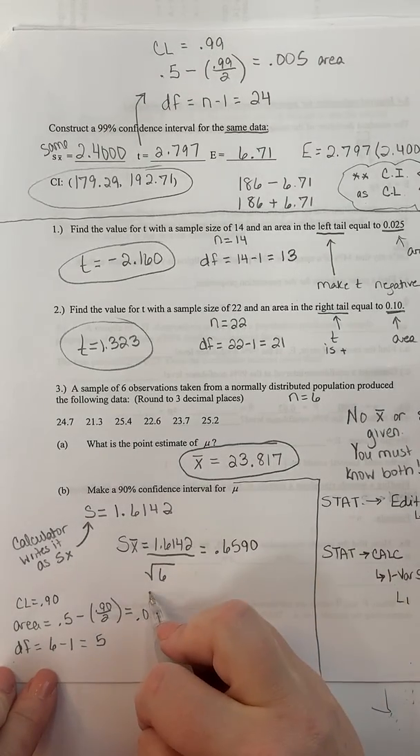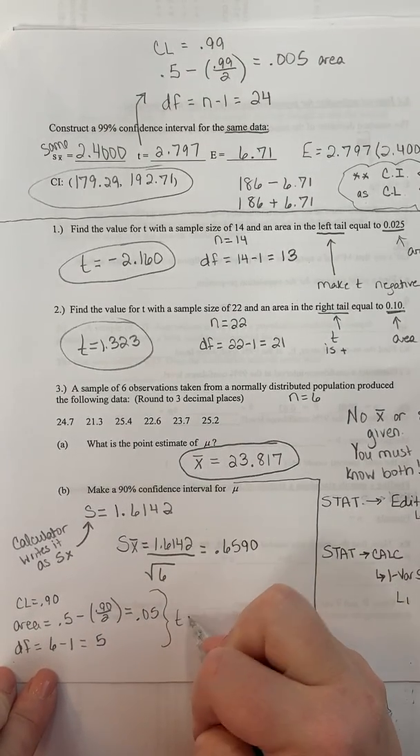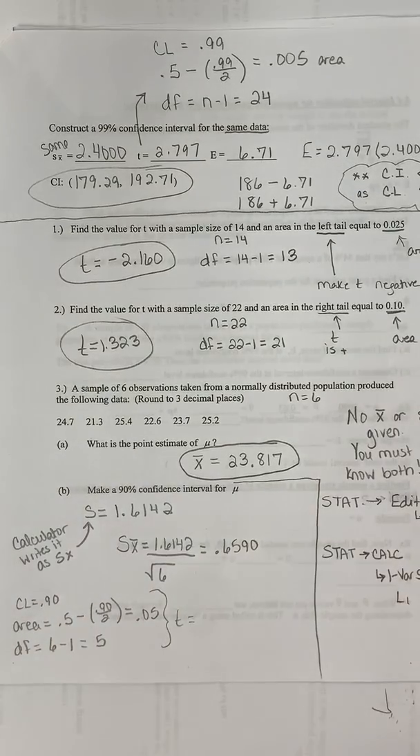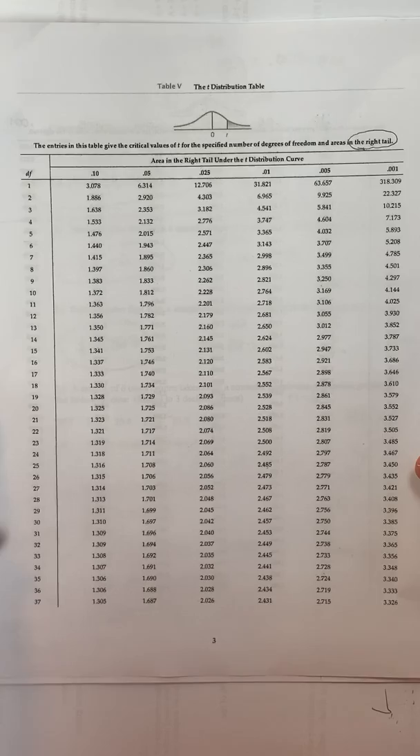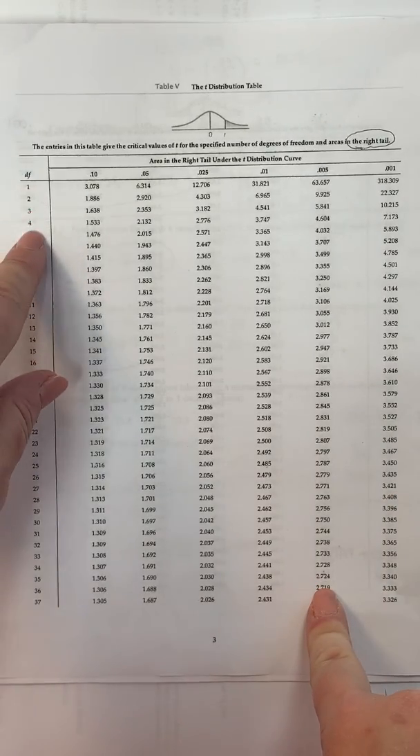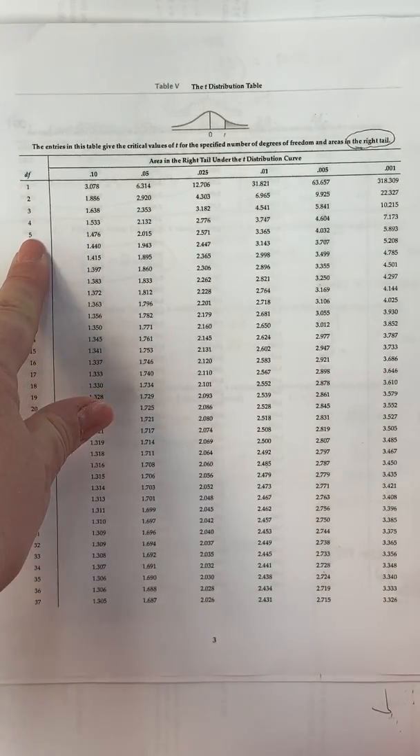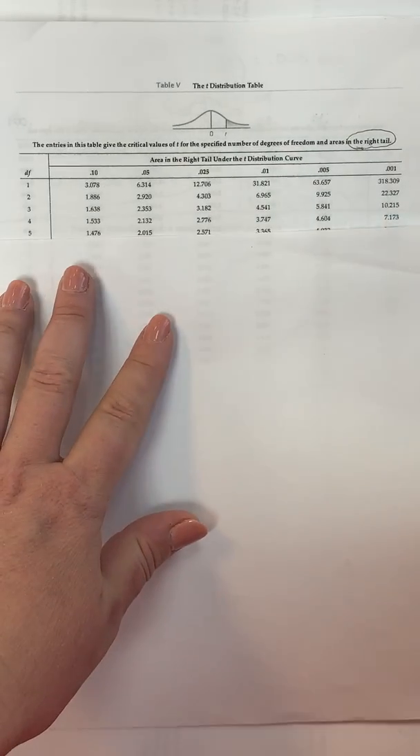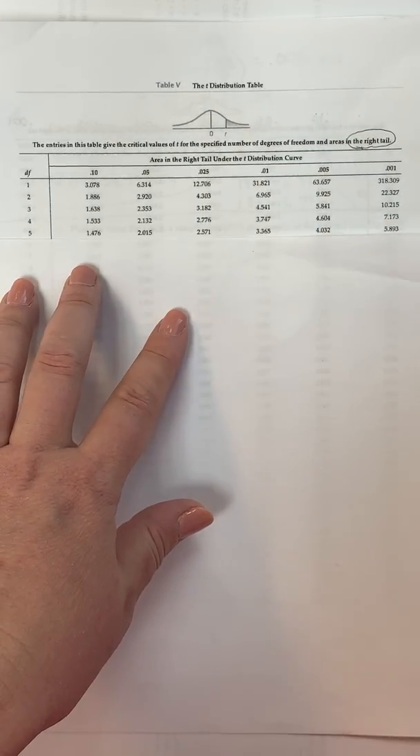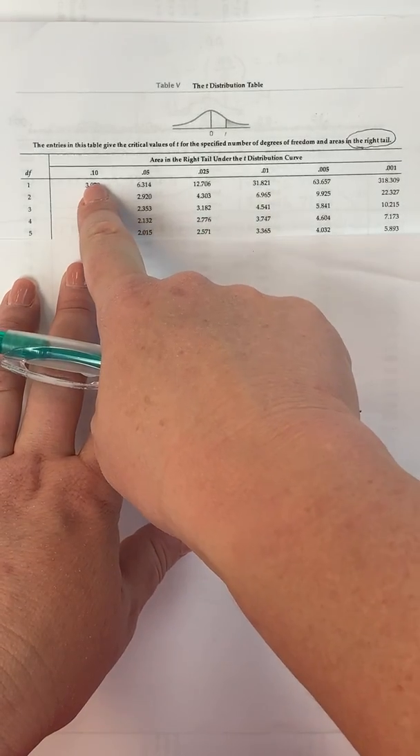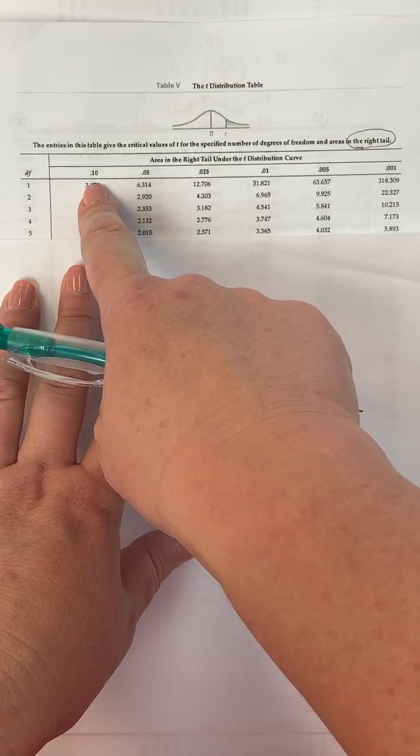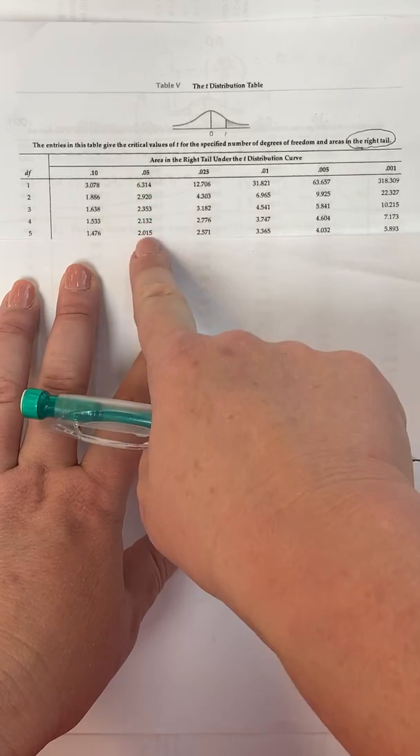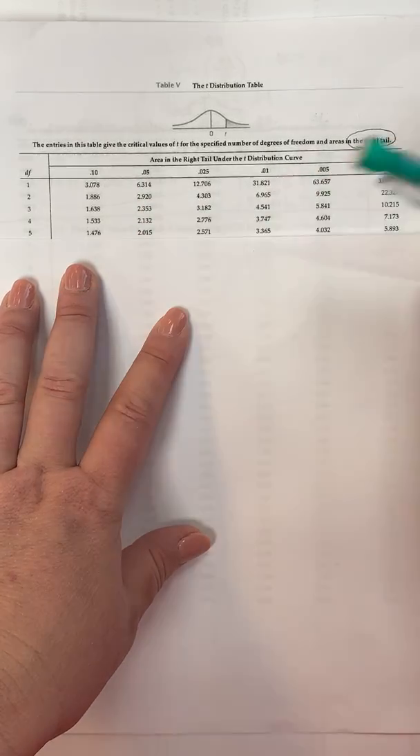Okay, using all of this info, we're going to go to our T-chart. We're going to go down here. Degrees of freedom is 5. We found an area of, let's see, 0.05. Here's our T, 2.015.